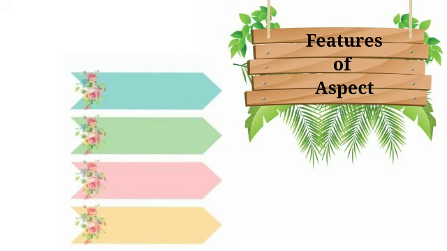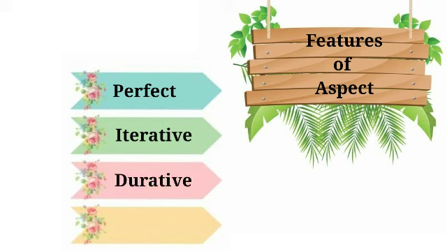Now, I want to talk about feature of aspect. Okay, there are 4 aspects of feature. First is perfect. Perfect is an aspectual concept which implies the completion of an action. The second, iterative. Iterative is the repetition of an action. The third, durative. Durative is the duration of an action. And the last is inchoative. Inchoative is the beginning of an action.